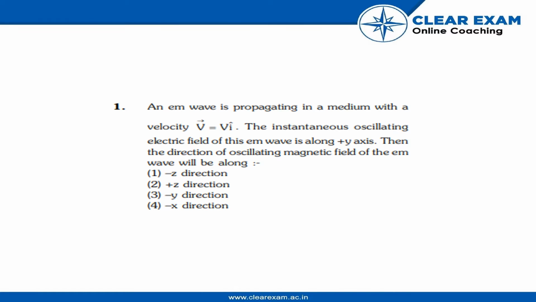Hey guys, in this question we are given that an EM wave is propagating in a medium with a velocity v equals v i cap, that is in the x direction, and the instantaneous oscillating electric field of this EM wave is along the positive y-axis. Let's say this is the y-axis and this is the x-axis, and we need to find out the direction of the oscillating magnetic field.